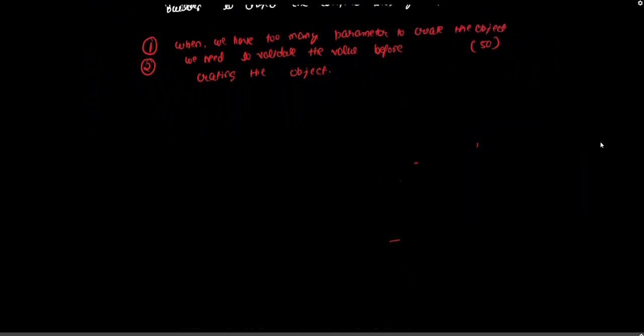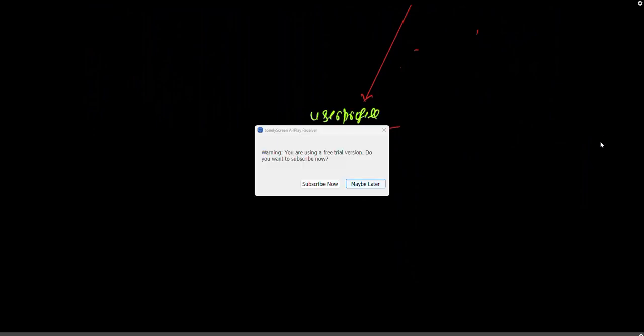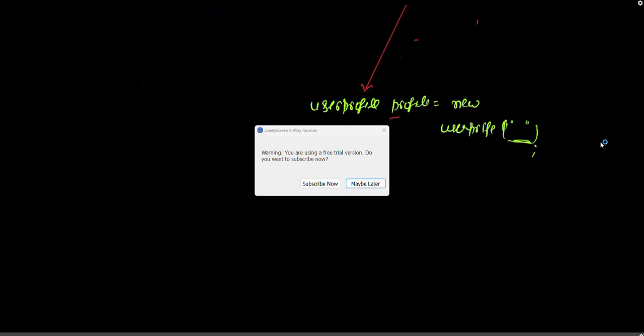The first way to manage this is, let's say we are creating the object of student or user profile, profile is equal to new user profile, right? Let's say we have 100 attributes to maintain here. It's so difficult to maintain 100 parameters to write here and create the constructor. It's so difficult, right? There is another way.